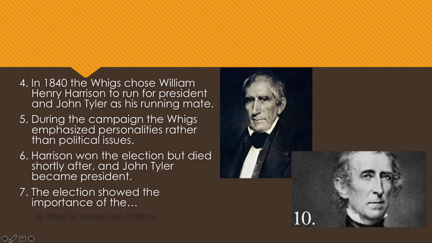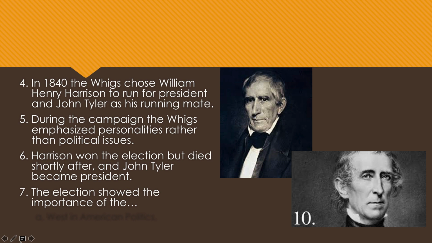In 1840, the Whigs choose William Henry Harrison, who is the guy with the tie over here, or the black scarf thing. It's not really a tie, I guess. William Henry Harrison runs for president. John Tyler, who is the guy that has 10 by his name, is his running mate, so he's going to run for vice president. During the campaign, the Whigs emphasized personality rather than political issues. William Henry Harrison is like this frontiersman, big cowboy kind of deal, war hero. He wants everybody to know all the awesome stuff he did.